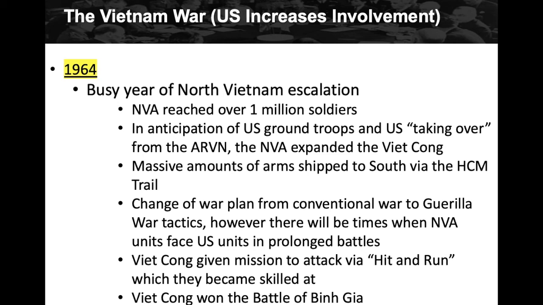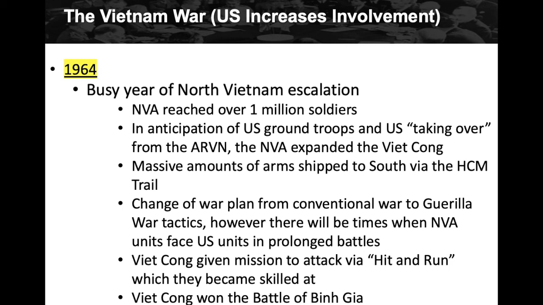Okay, 1964 was a busy year with North Vietnam escalation. In 1964, the NVA reached over 1 million soldiers in their army. In anticipation of U.S. ground troops landing, the U.S. takeover from the South Vietnamese army, the NVA expanded the Viet Cong. The NVA, looking at this, were saying, the United States is going to start landing troops, and the United States is going to take over this war. So we need to really start training and supplying and infiltrating with the Viet Cong. Massive amounts of arms were shipped to the south via the Ho Chi Minh Trail.